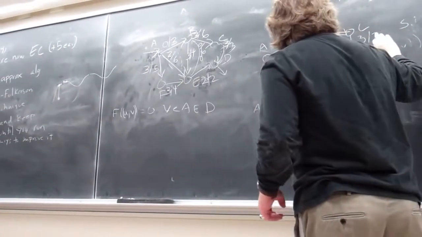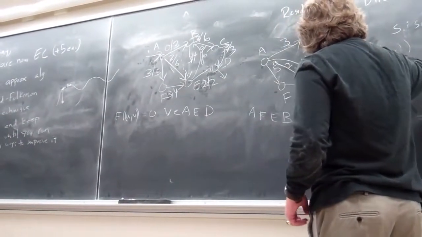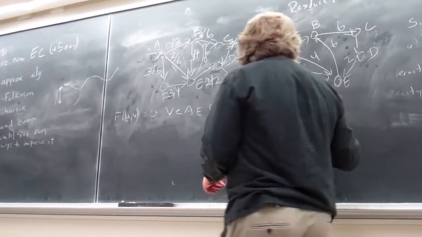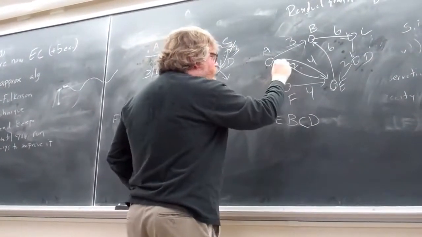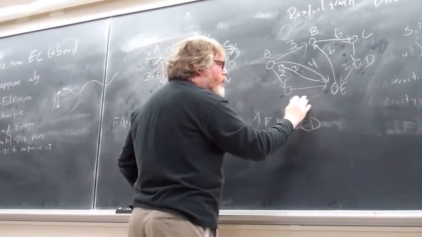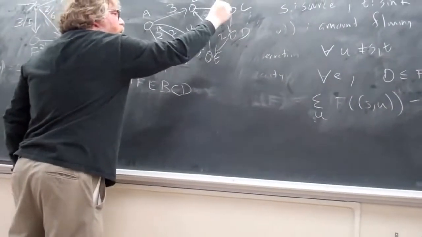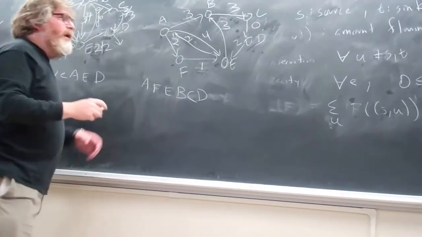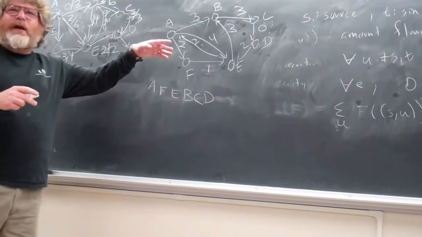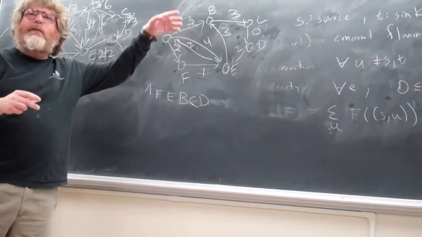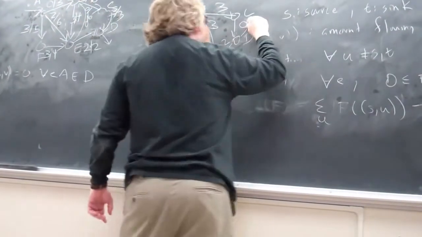And then we're going to change the residual graph by decreasing the forward edges along that path by 3, and putting in edges in the reverse direction with capacity 3, representing their ability to change their mind.